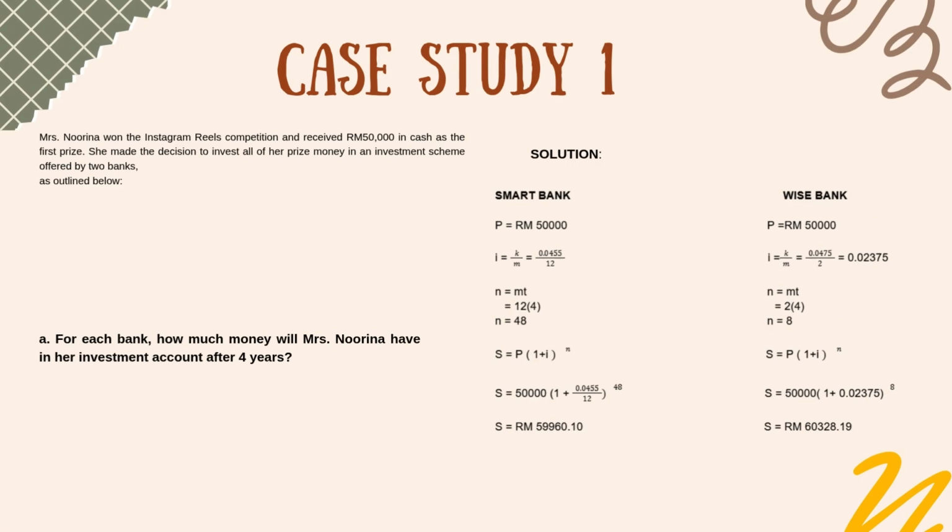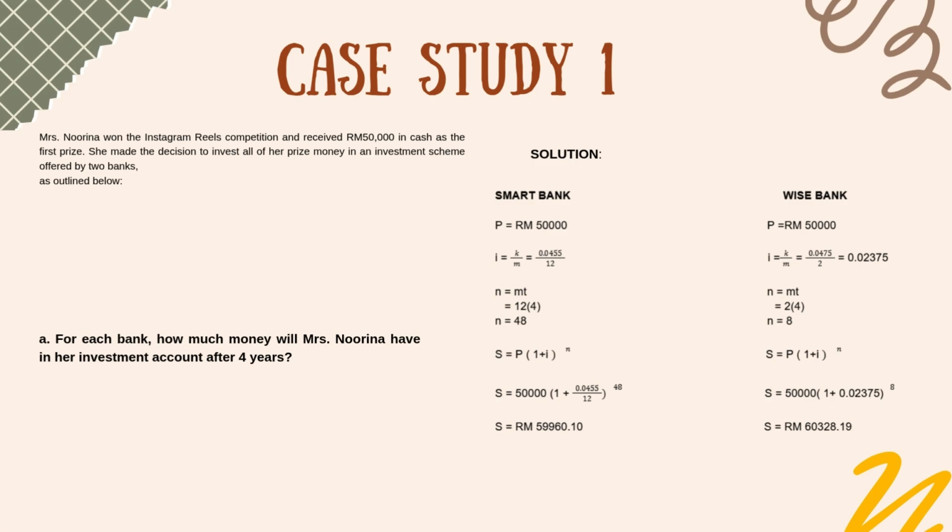Miss Norina won the Instagram Reels competition and received RM15,000 in cash as the first prize. She decided to invest all of her prize money in an investment scheme offered by two banks, as outlined below. The first bank is Smart Bank. They offered a 4.55% interest rate, compounded monthly. For the second bank, Wise Bank, they offered a 4.75% interest rate, compounded every 6 months. The question is, for each bank, how much money will Miss Norina have in her investment account after 4 years?